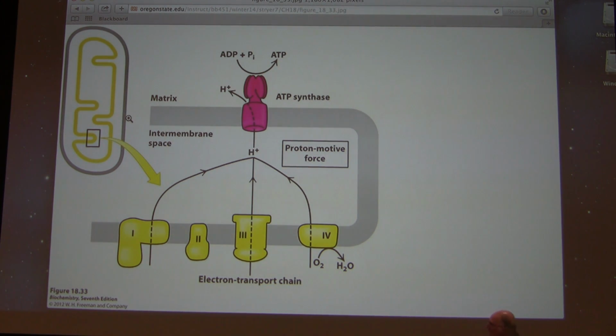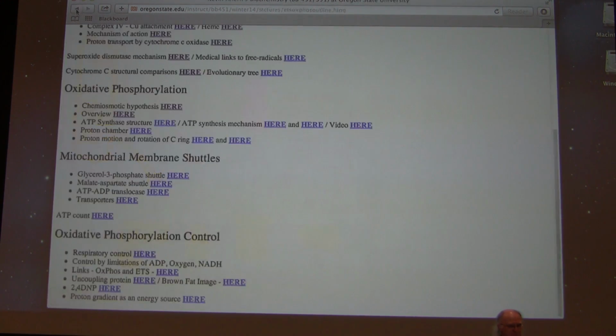Okay? If I don't have an intact mitochondrial membrane, let's say I've got a hole over here, then what's going to happen to my protons? Well, they're going to go out the hole. They're not going to go through this thing. So that's why the intact mitochondrial inner membrane is absolutely critical.